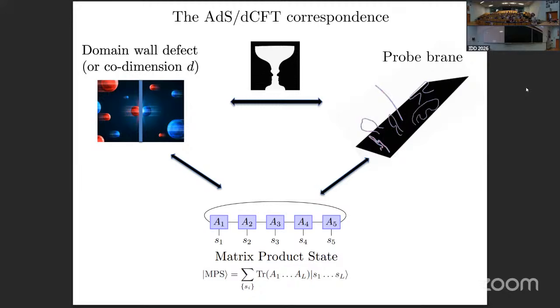And we also know what that corresponds to in the spin chain language, namely such a defect or probe brane can be described as a matrix product state. It's a state where to each spin orientation you associate a matrix, and then the matrix product state is a sum over all spin configurations, where a certain configuration is weighted by the trace of the corresponding matrices. Okay, that will be more explicit later.